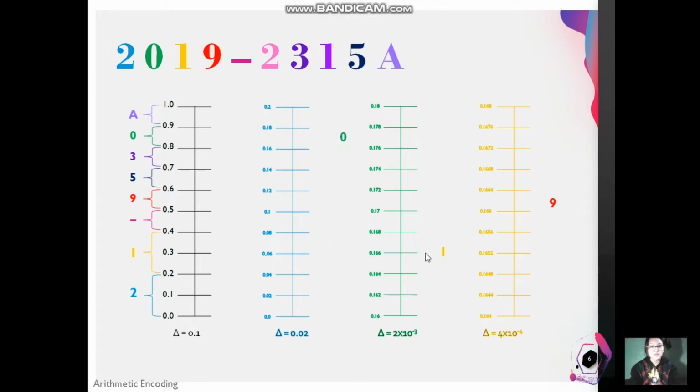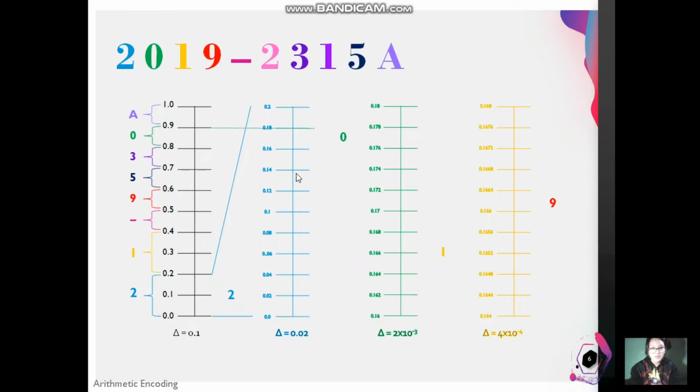Let's start. Now from our message, what symbol did we transmit first? So it's number 2. The upper value is 0.2 minus the lower value, divided by 10. We'll have 0.02 as our delta step every level. Now let's expand this range. Now 0.2 has become our upper boundary, while 0.0 has become our lower boundary.